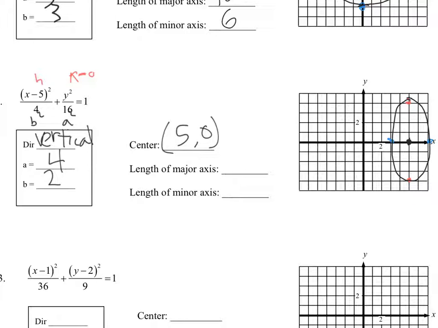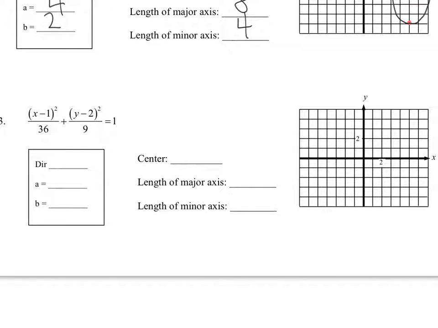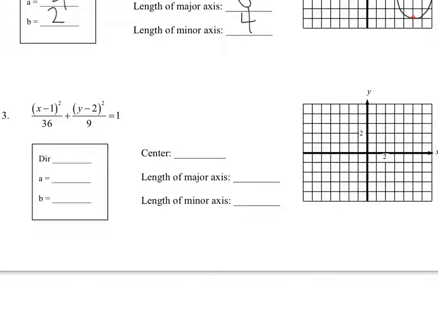So the length of the major axis is 8, and the length of the minor axis is 4. And there you go. So this is pretty much the extent of what we're doing today. We're just using the formula. I'll do one more of these. Let's see if you can do this one on your own.